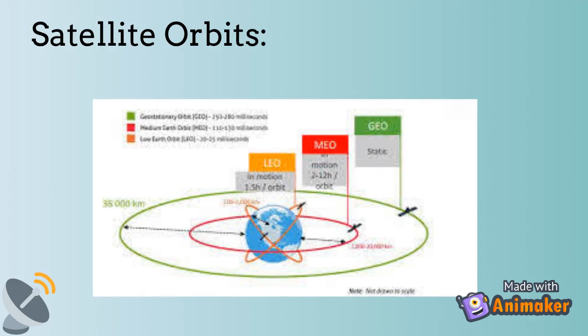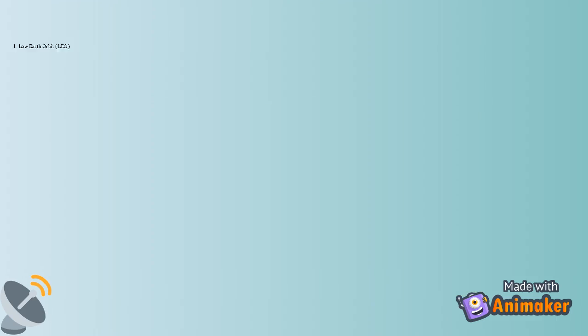1. Low Earth orbit, called LEO. 2. Medium Earth orbit, called MEO. 3. Geostationary Earth orbit, called GEO. All types will be explained in the following slides.